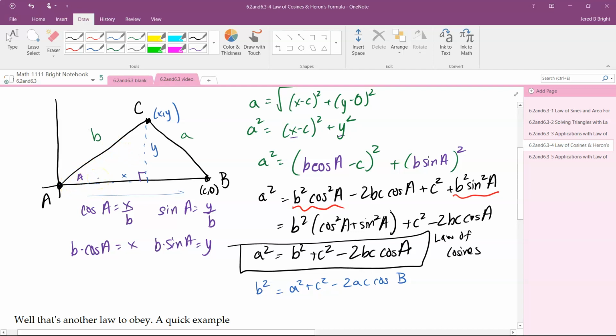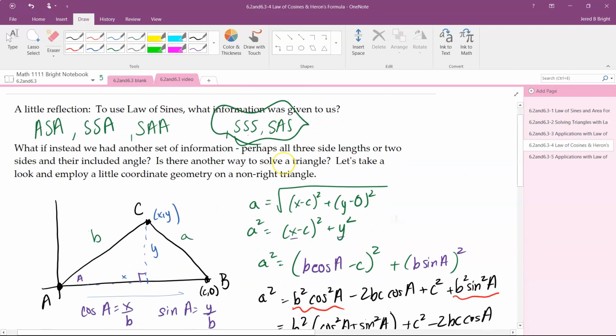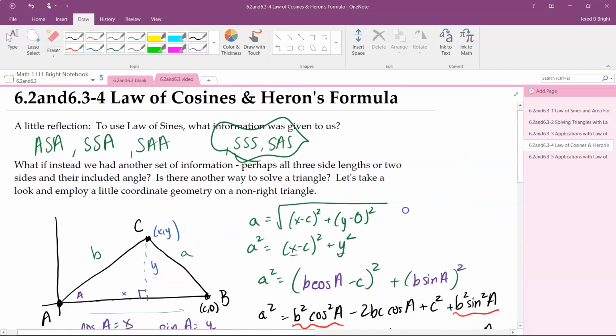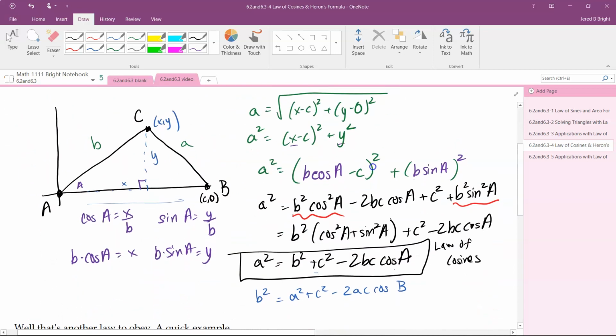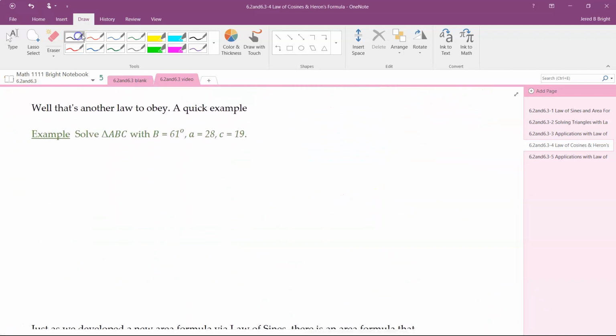So really, for law of cosines, you should have either all three sides, right? So you can have that, or you need two sides and the included angle. Okay, so that fits our all three sides, or two sides and the included angle. So really, law of cosines is when you're going to use these two things. Okay, so let's just kind of get a quick little example in here.